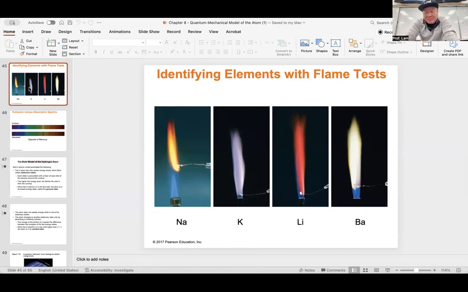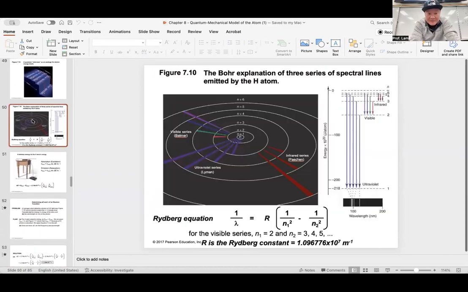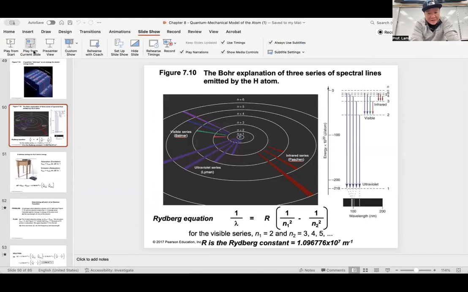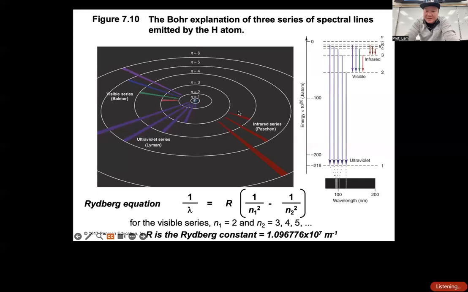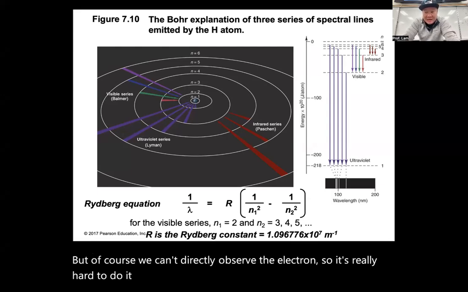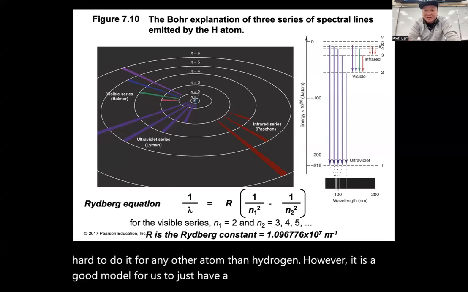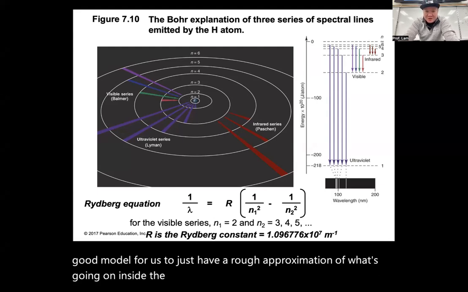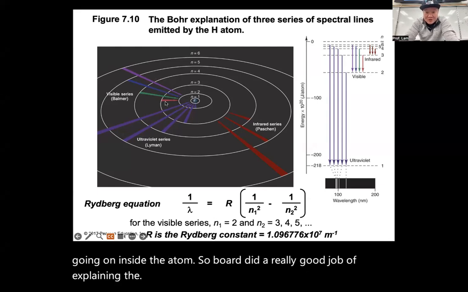So these colors that are emitted by certain elements are due to their electronic states, and the electronic states can be roughly thought of as Bohr's model here. It illustrates it pretty well. So Bohr's model explains it for the hydrogen atom. But of course, we can't directly observe the electron, so it's really hard to do it for any other atom than hydrogen. However, it is a good model for us to have a rough approximation of what's going on inside the atom. So Bohr did a really good job at explaining the four colors of the hydrogen emission spectrum.